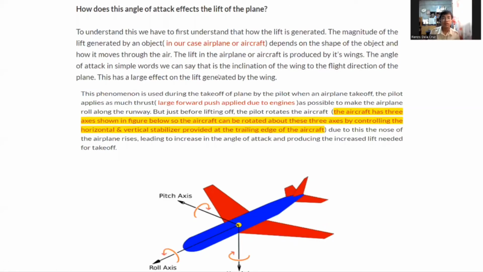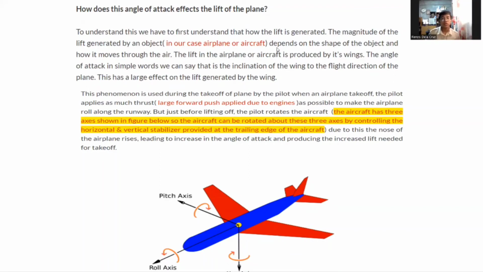How does the angle of attack affect the lift of a plane? To understand this, we have to first understand how the lift is generated. The magnitude of the lift generated by an object, in our case an airplane or aircraft, depends on the shape of the object and how it moves through the air. The lift in the air is produced by its wings. The angle of attack, in simple words, is the inclination of the wing to the flight direction of the plane. This has a large effect on the lift generated by the wing.